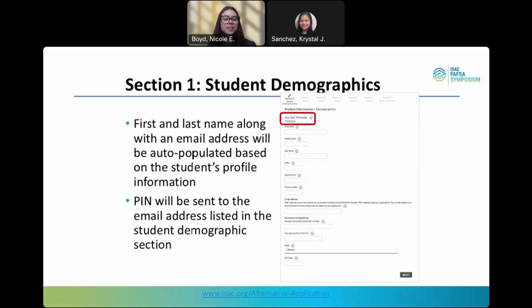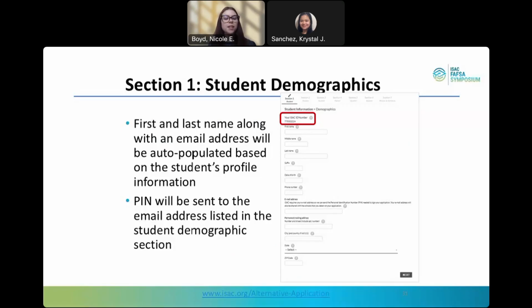Bringing us to the first section, which is student demographics. So the ALT app is modeled after the FAFSA. So as we go through this, you may think it looks pretty familiar if you are familiar with the FAFSA, and that's why. So first, the student's first and last names, along with their email address, will be auto-populated based on what they put in their student profile information.